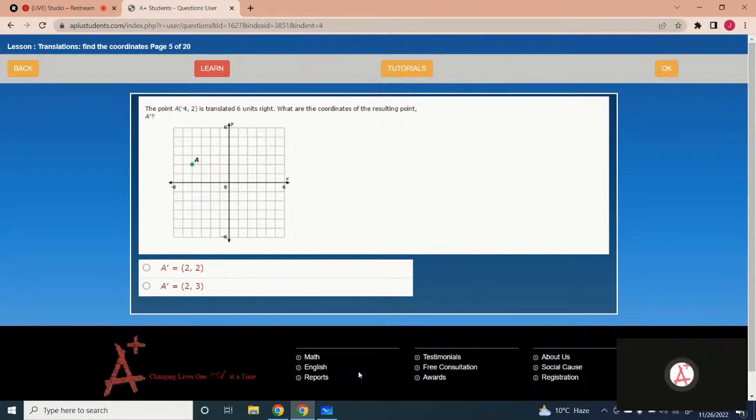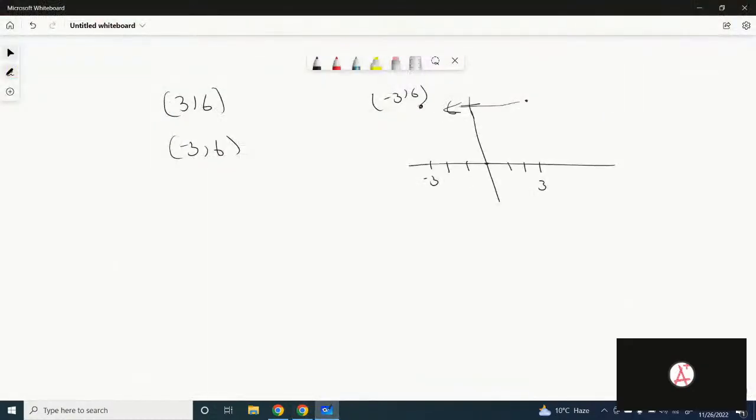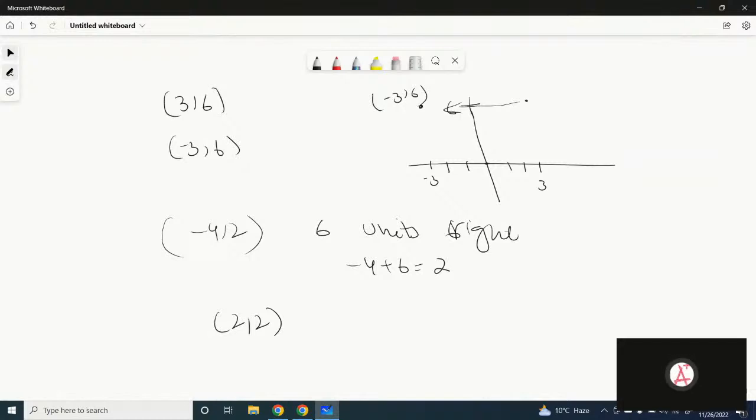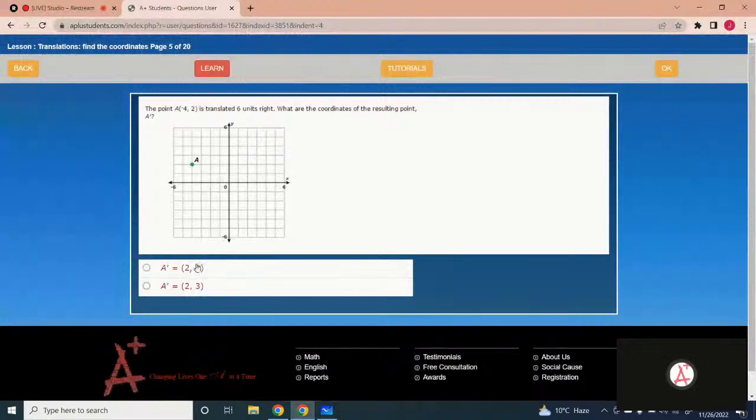Got it? So -4 plus 6 is... -4 and 2 and 6 units right. That means you have to add 6 to the x component. So -4 plus 6 is 2. So the new components are 2 and 2. Got it, everyone? Just select the correct option and then click on the OK button.